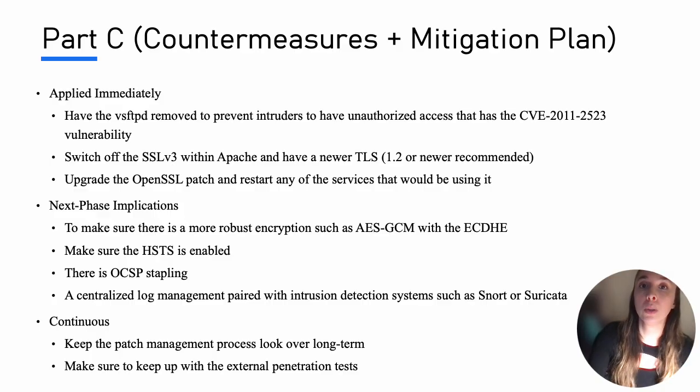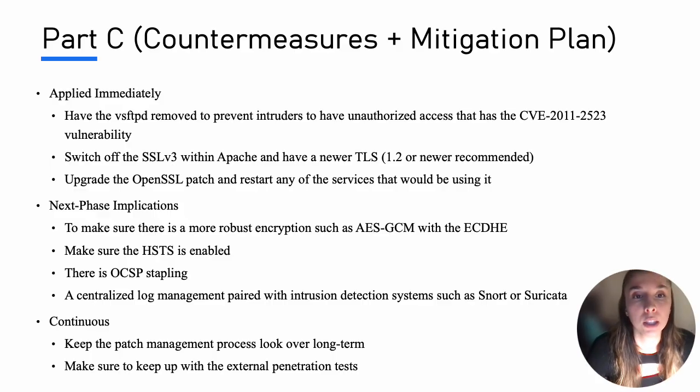the services that would be using it. OpenSSL is a widely used library that provides encryption for web servers, email servers, and other network services. Like all software, older versions can have security vulnerabilities such as the CCS injection, and updating the package ensures that the system is running on the latest version of OpenSSL. It can also be important to consider the next phase, or the mid-term implications.